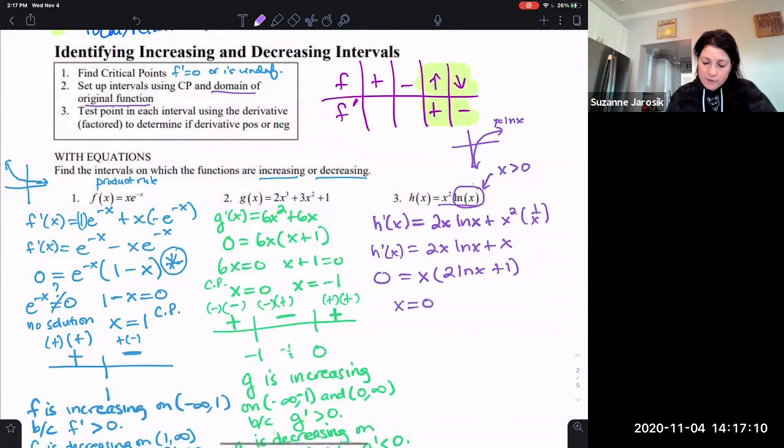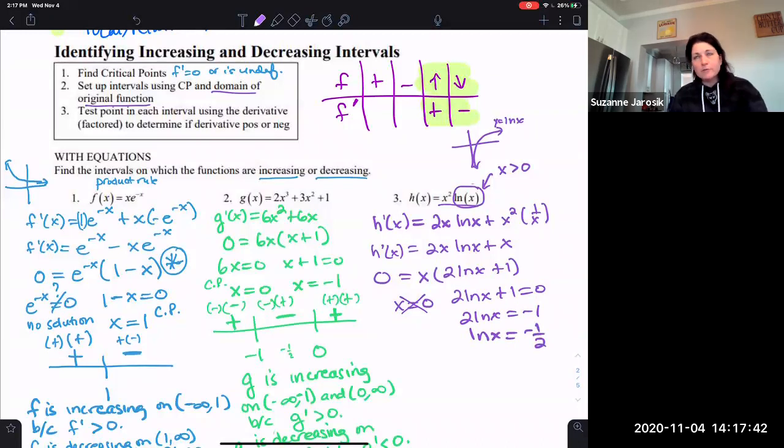So this results in x equals 0. We already know we're not going to use that as a critical point. We can't even plug in 0. And we are going to set 2 ln x plus 1 equals 0. I was going to subtract 1, which means 2 ln x equals negative 1. Sorry about that, everybody. It's been that kind of a day with the videos. So ln x equals negative 1/2.